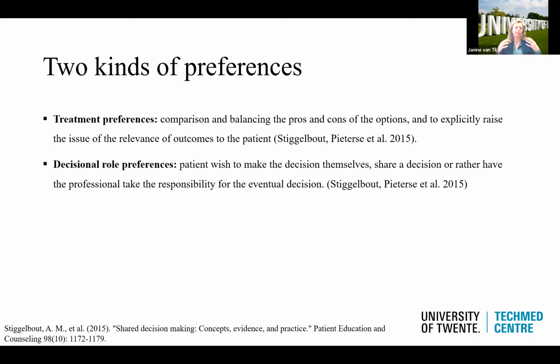Just to make clear that there is a distinction, I'm actually talking about two different kinds of preferences. I would like to distinguish treatment preferences, which are often defined as the comparison and balancing of pros and cons of options, with the aim to raise the issue of the relevance of these outcomes to the patient, and contrast them with decisional role preferences, which is about the role that the patient wants to take in the clinical decision. So these are two separate things that both have a role in my framework.